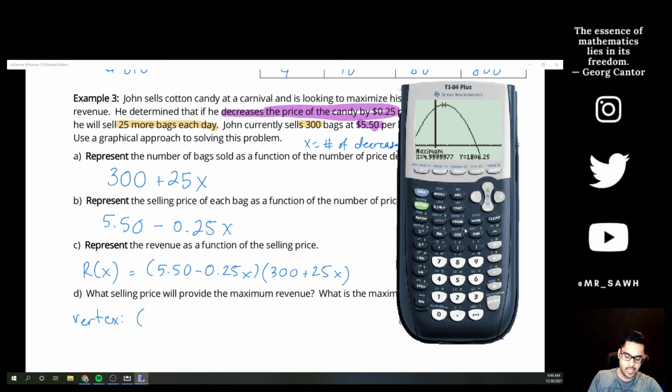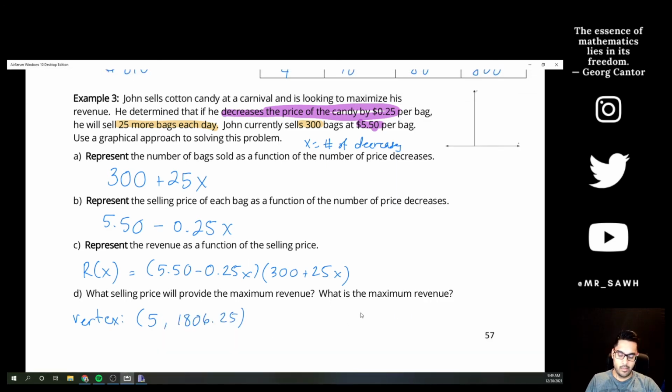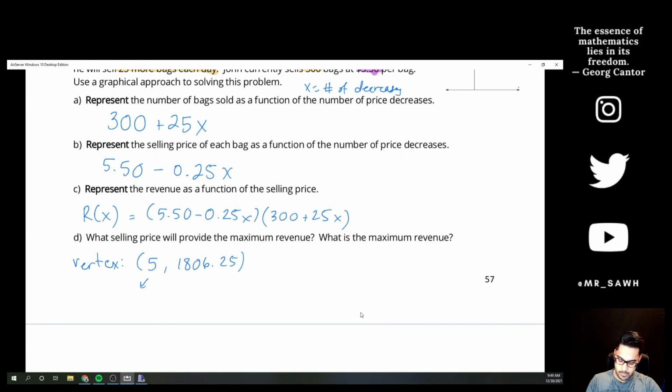Okay, so we got a vertex at, I can round this up to 5. So 5 at 1806.25. So with regards to that number, this is the number of price changes. This number is the revenue. So the maximum revenue is $1,806.25. And the number of price decreases is 5. So we're looking for a selling price here. So we actually have to go find that.